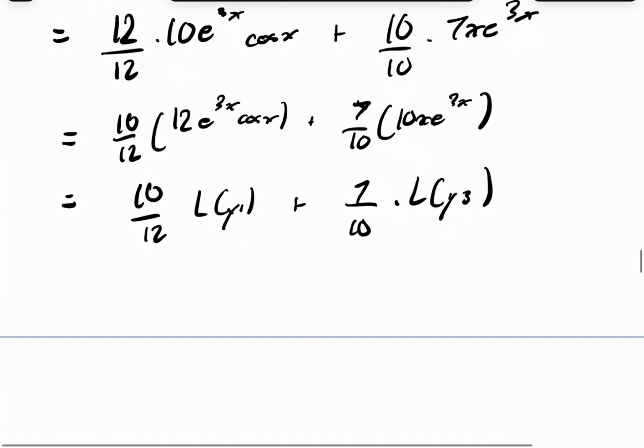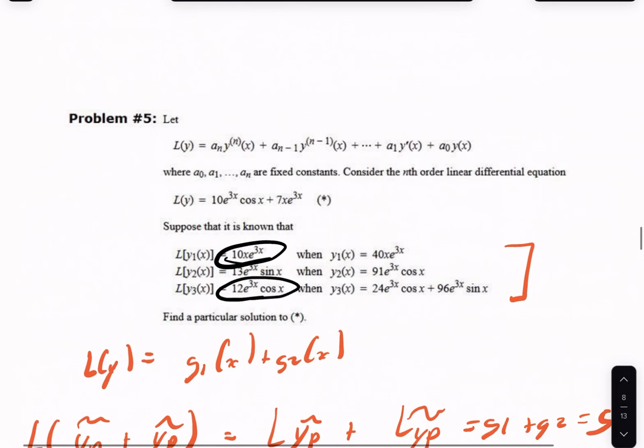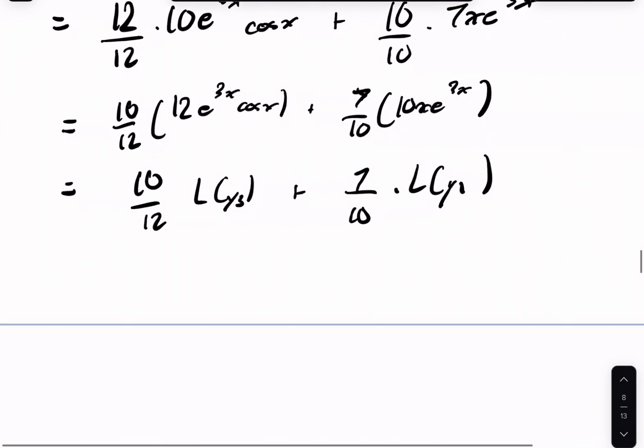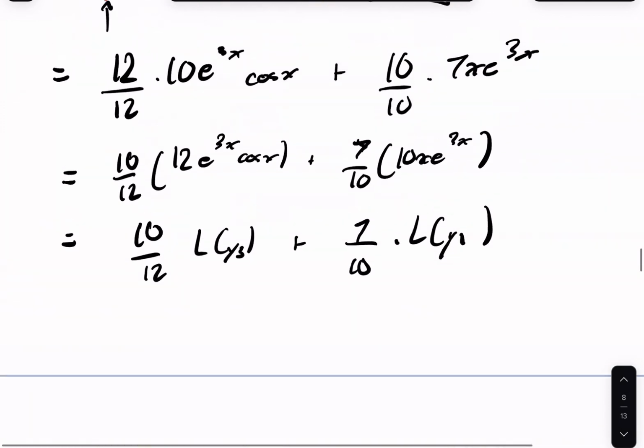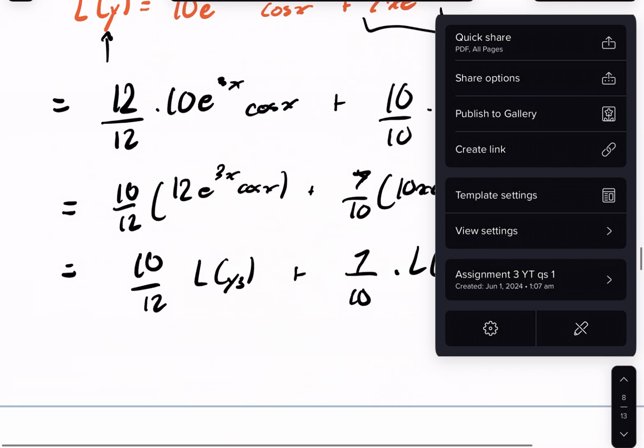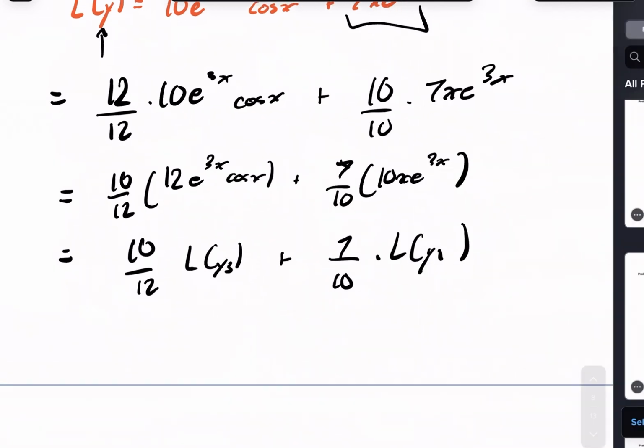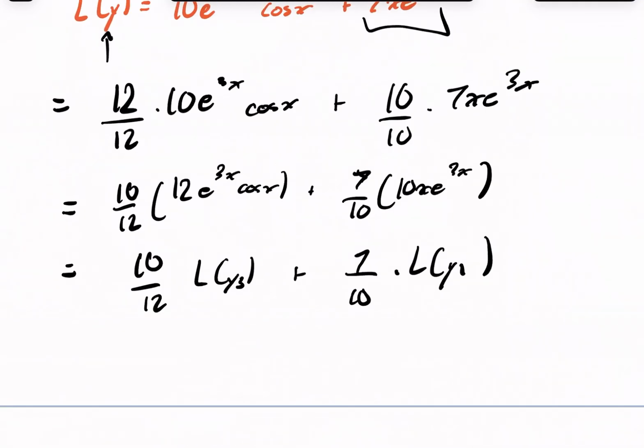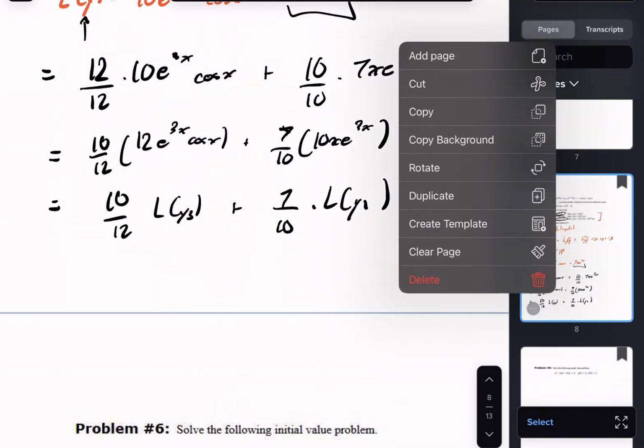And, hold on. I messed up the notation. L at y3, and this is at y1, if I'm correct, right? Yeah, y1 and then y3. Okay, cool. And they gotta give me like a shortcut button to add a page. They really gotta give me a shortcut button.